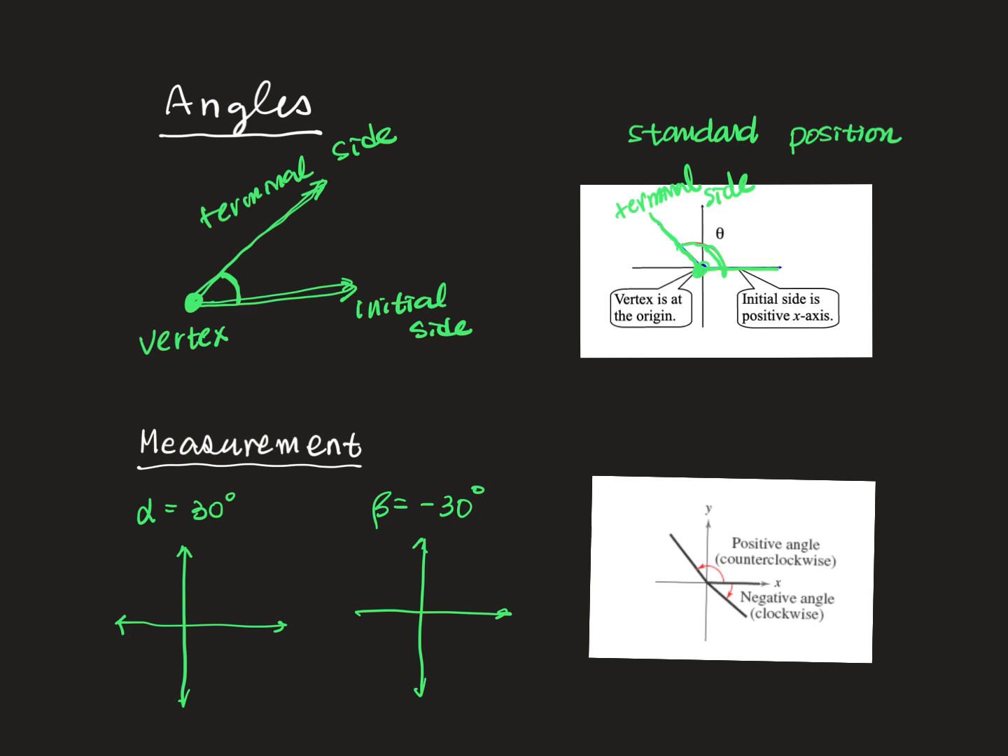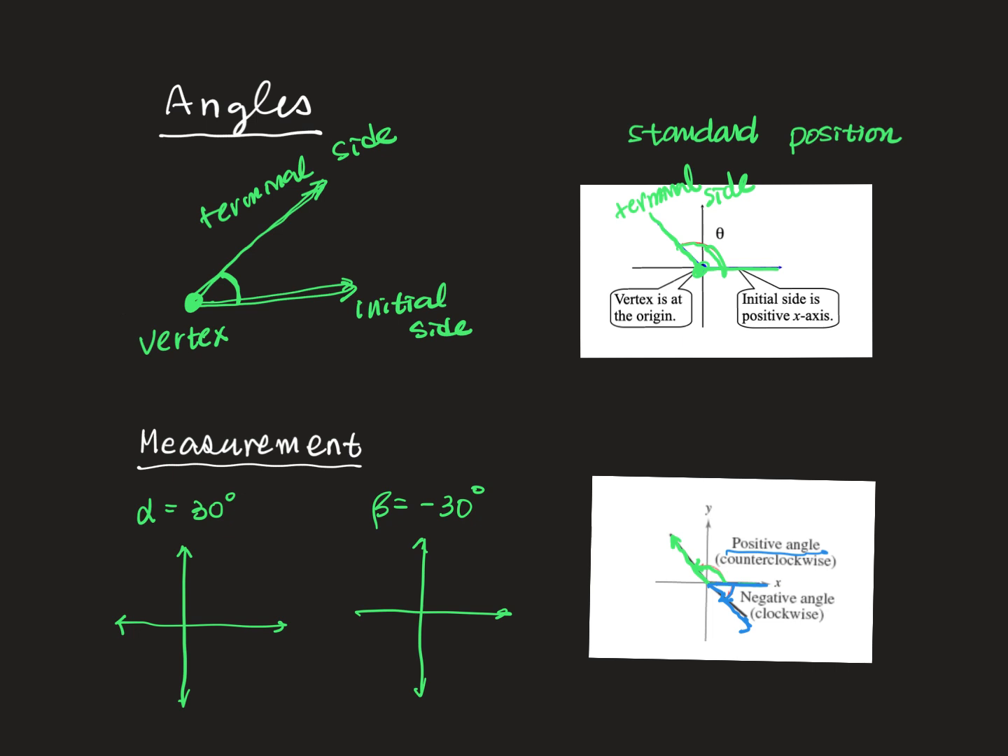When you measure an angle, there are two ways. Here is the initial side, here is the terminal side. This direction, counterclockwise, is what we call a positive angle. But here is the initial side, here is the terminal side, going the opposite direction, clockwise. That's a negative angle.